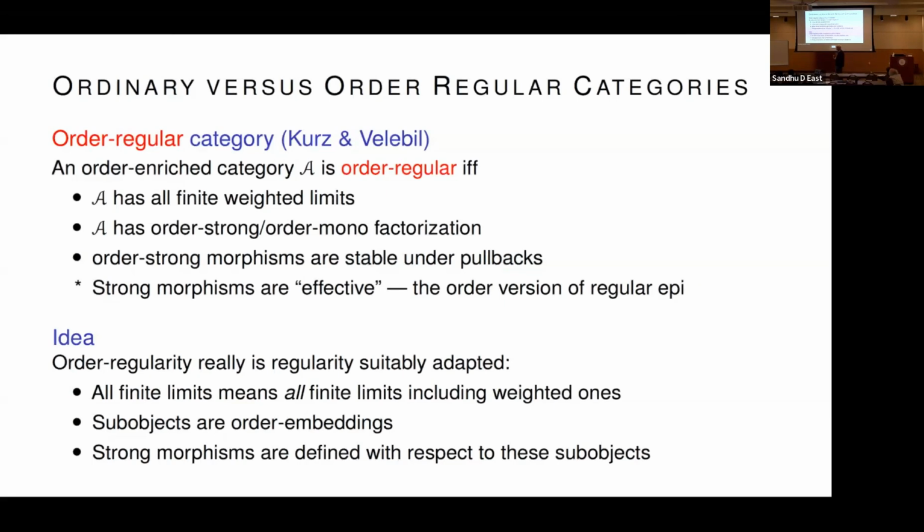I'm not thinking clearly, but order regular implies regular because if you have all finite weighted limits, you have all finite limits. No, it's not. What are we doing wrong here? So Pos is an order regular category, but not a regular category. That's correct. It's because the definition of strong and mono need to adapt to the new setting. Right. So you have fewer monos because of that, and therefore you have fewer strong ones. Great. Okay, that's the issue.